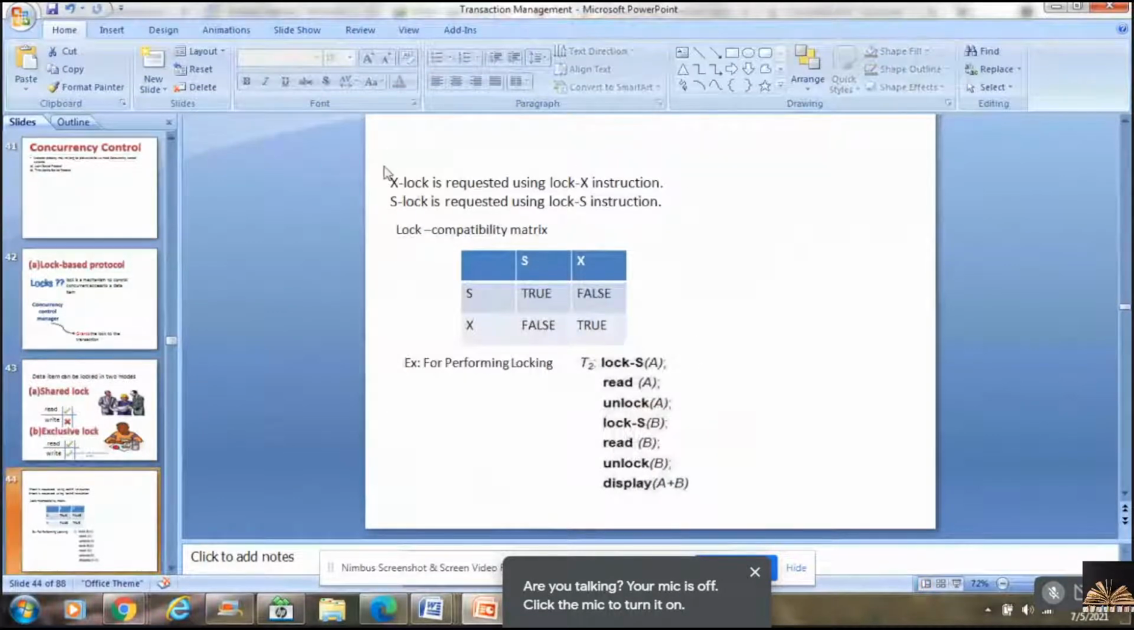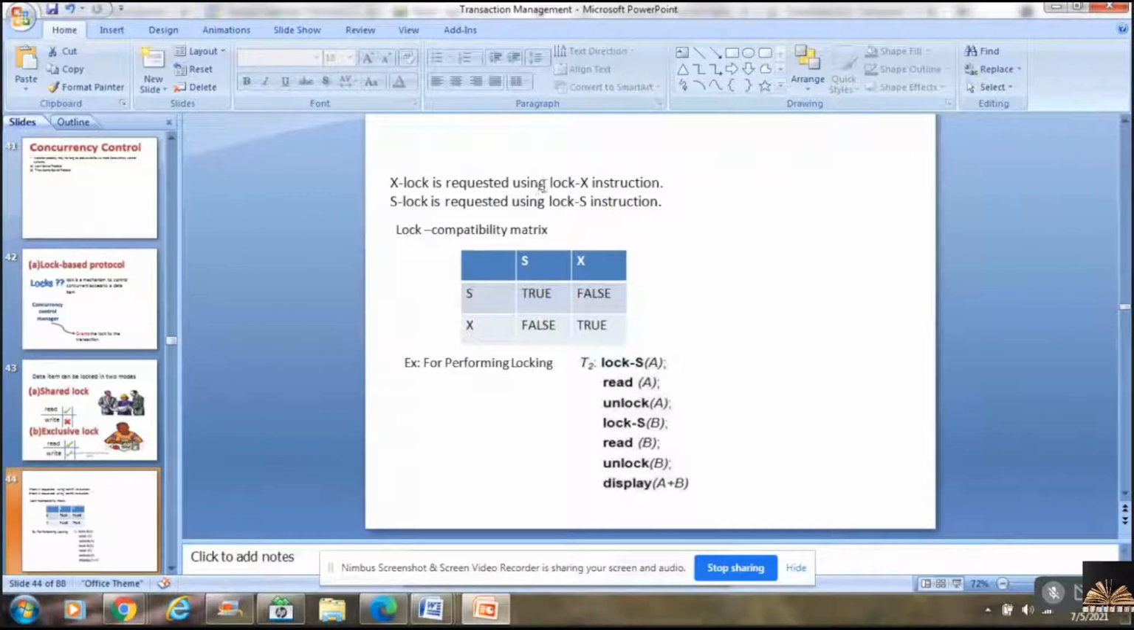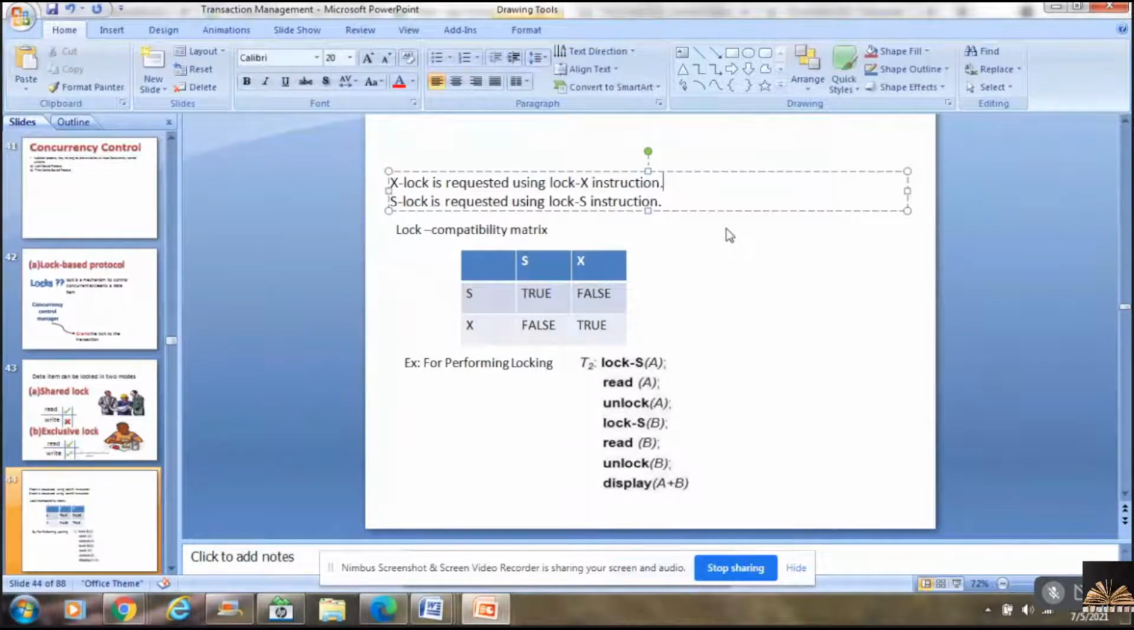Now, an X lock is requested using the lock-X instruction. Clearly, I told you in the previous class. So this way we go about it. Lock-X on a database item A, that is with respect to the exclusive lock, and lock-S with respect to database item A, that is with respect to your shared lock.